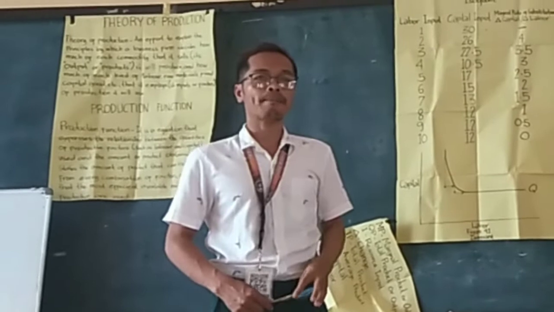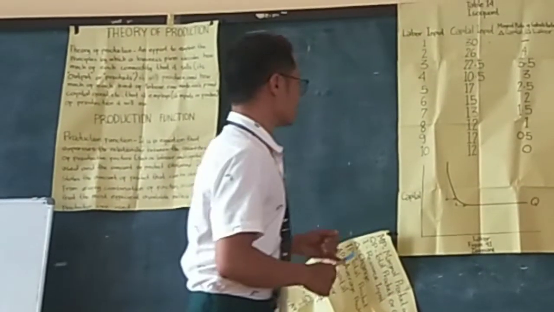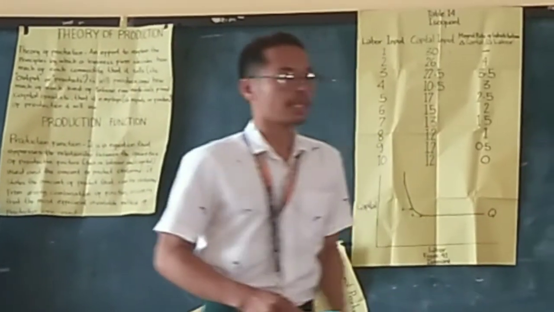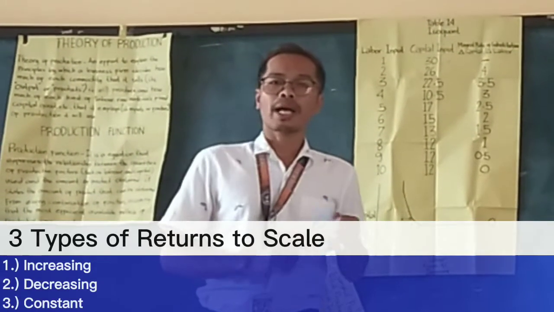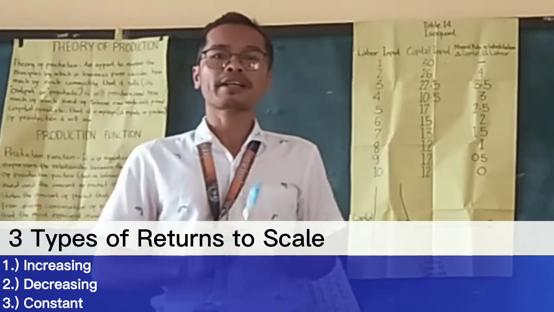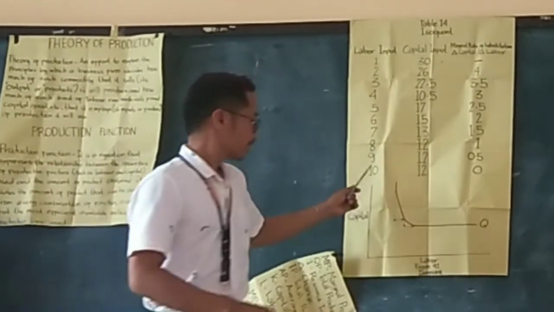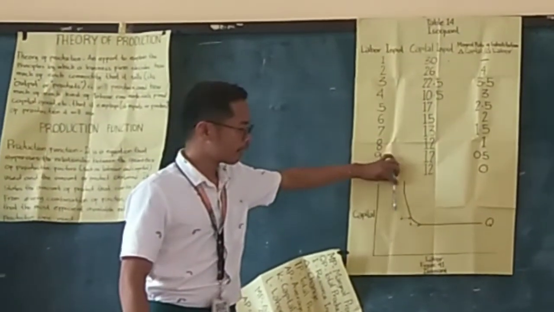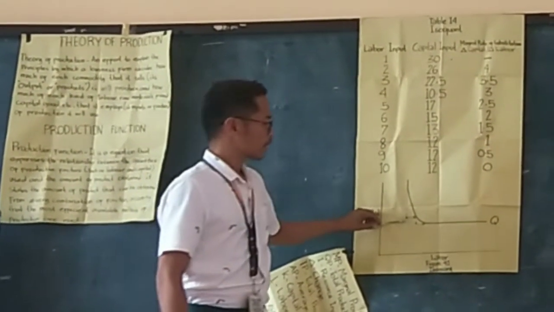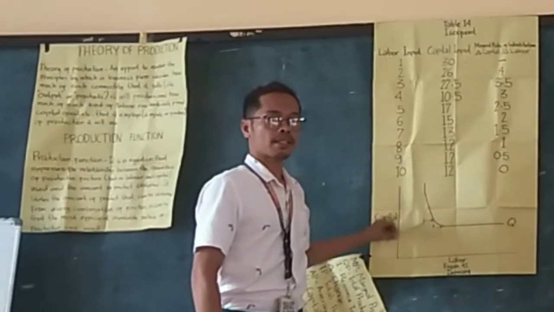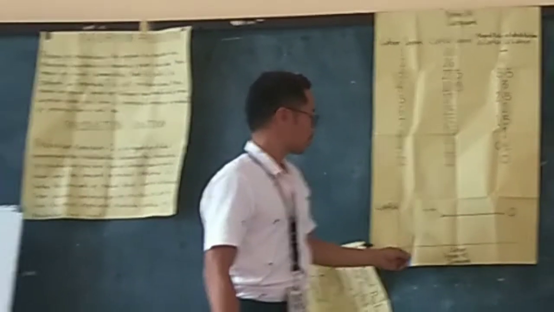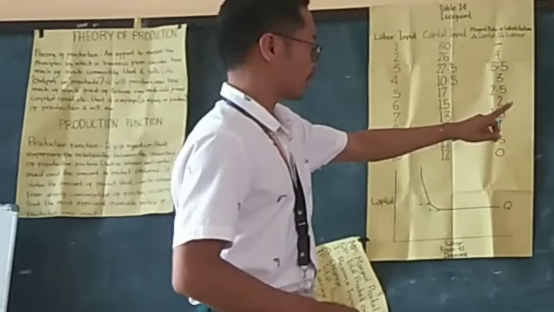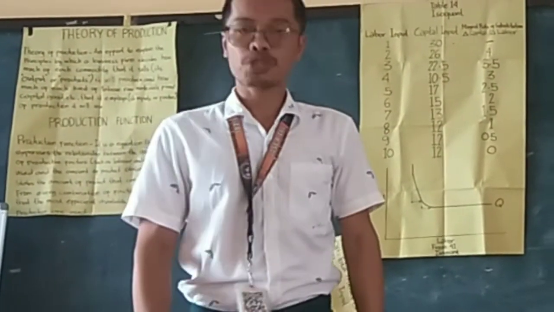Always remember that during production, returns to scale, meron tayong increasing, decreasing, and constant. So, here in the isoquant 1 graph, you will see nag-decrease po siya, naging constant siya, nag-decrease, nag-constant po siya. So, that's the three components in returns to scale.